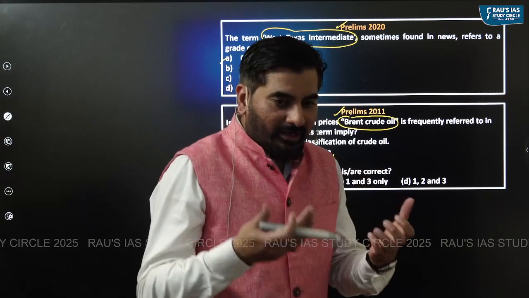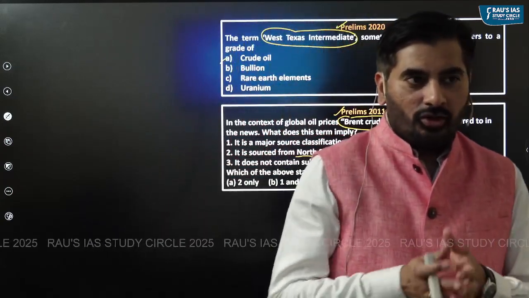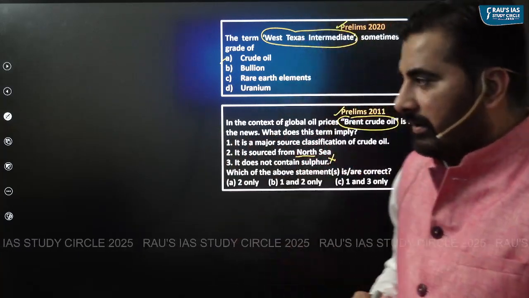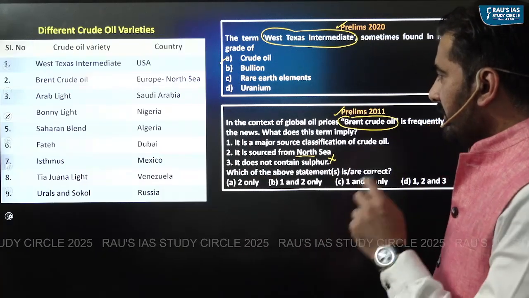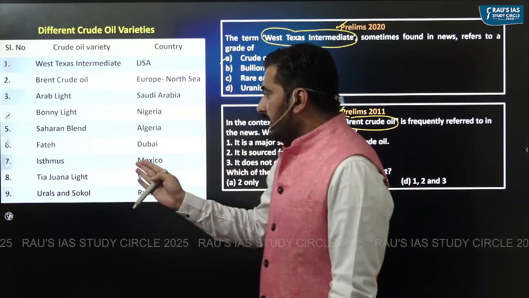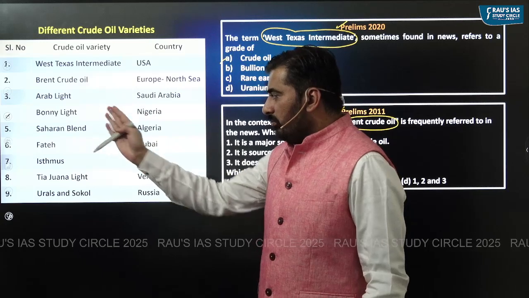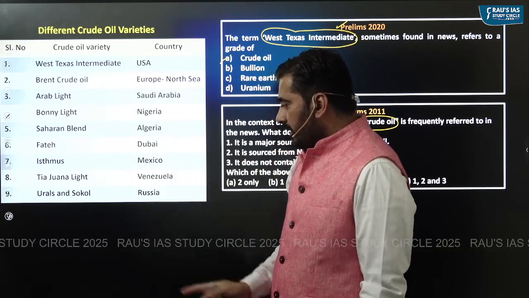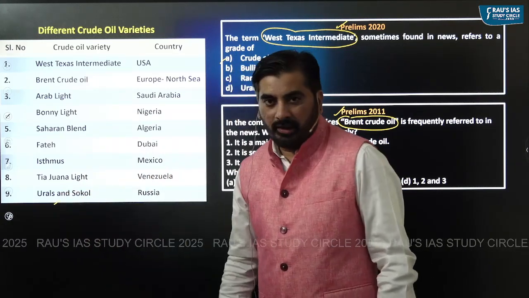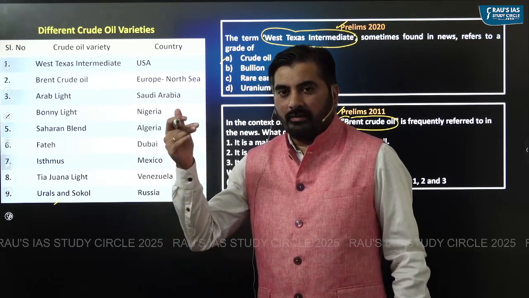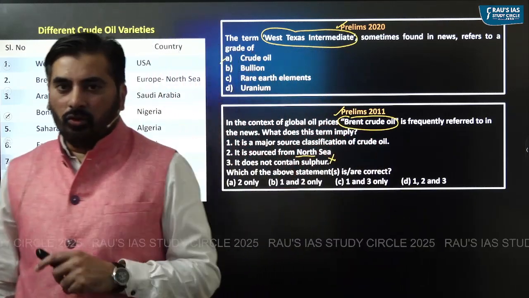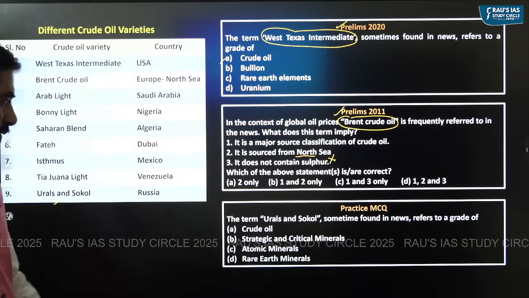So based upon the kind of questions, you should know different variants of crude oil mined across the world. So I've prepared this table highlighting the different variants of crude oil from different countries like Saudi Arabia, Arab Light; Nigeria, Bonny Light; Algeria, Saharan Blend; Russia, Urals and Sakhalin. And I would say this is important because Russia has become one of the top suppliers of crude oil to India, and the crude oil is Urals and Sakhalin.